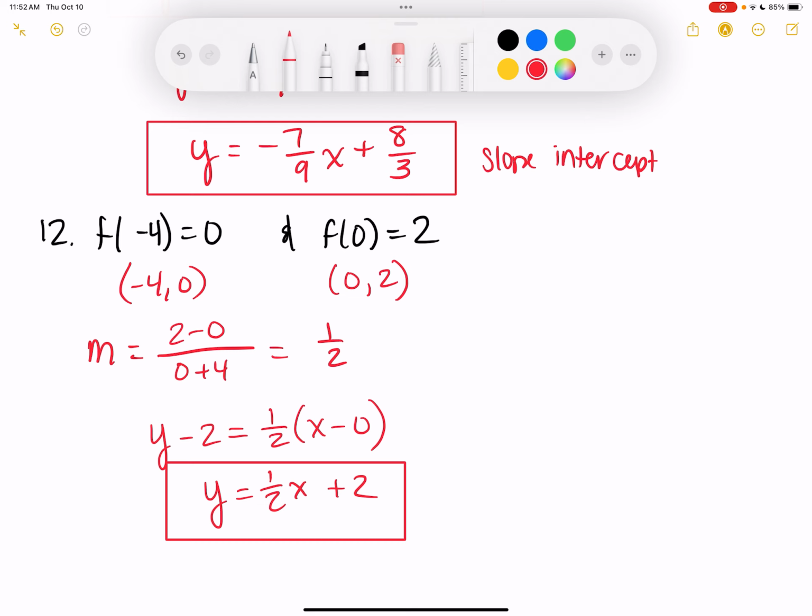Any questions on writing equations of lines? Been doing this for a couple years now, so figure we know what we're doing. Just presented differently than what you've had it presented as before.